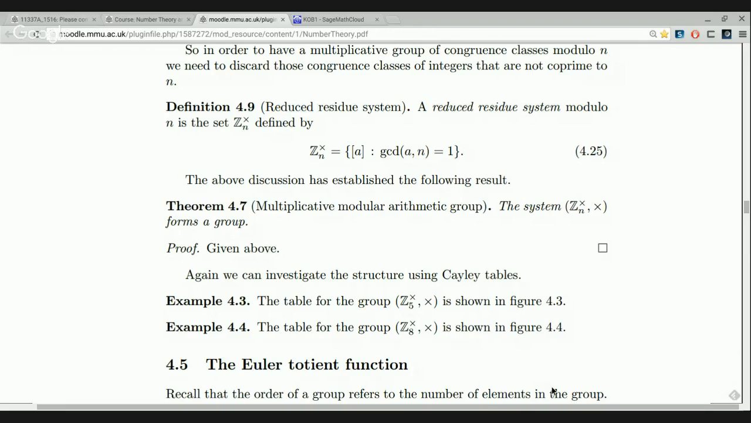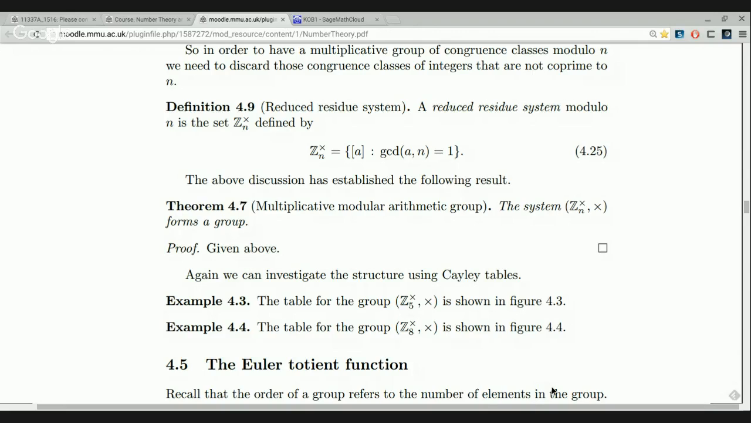So it's the Zn. Zn without the multiplication superscript refers to the set of all the congruence classes, so the partition of the whole integers. Zn with the superscript multiplication sign means just those which are coprime to the modulus, and that forms a group.